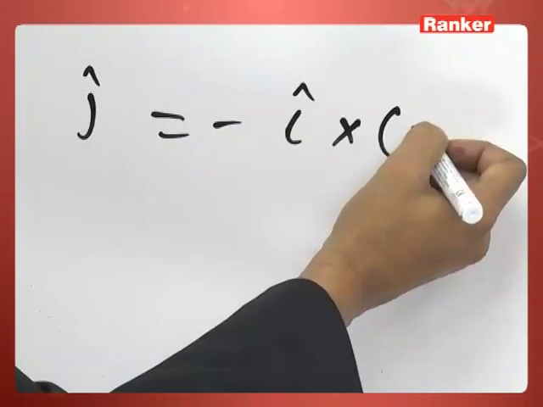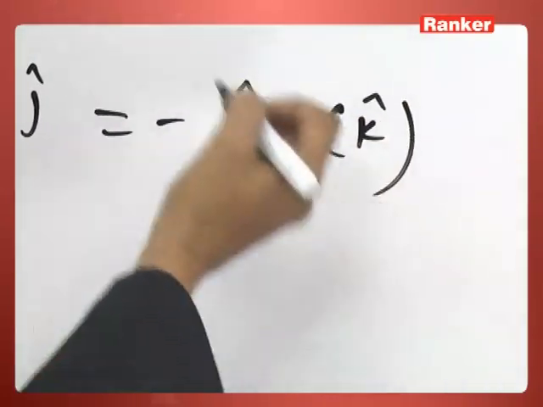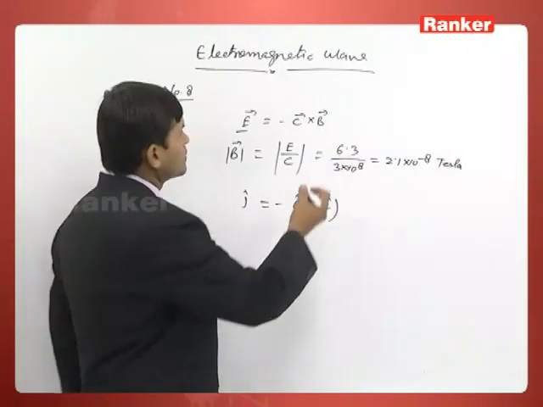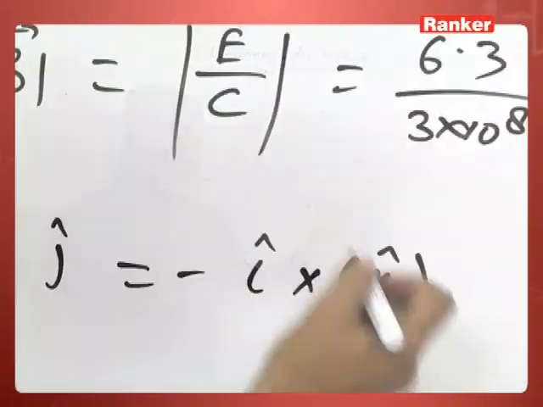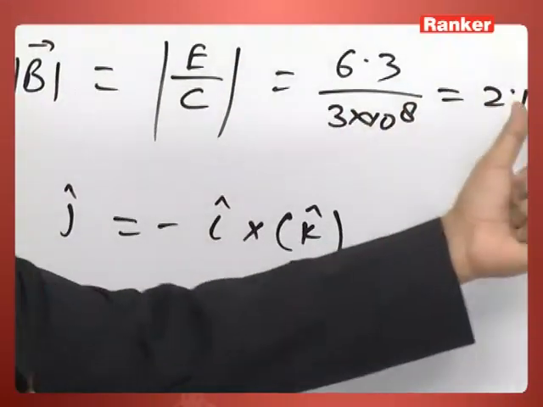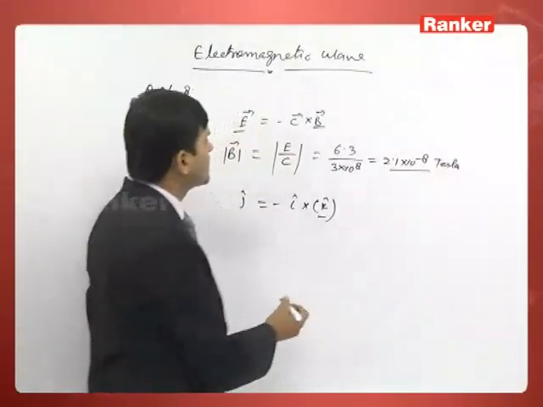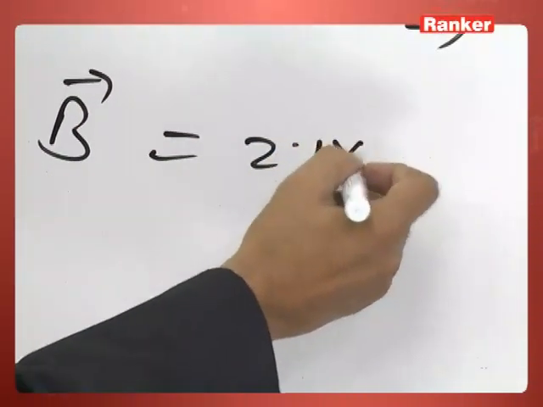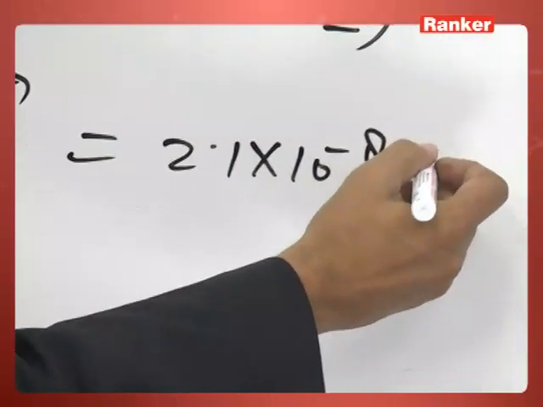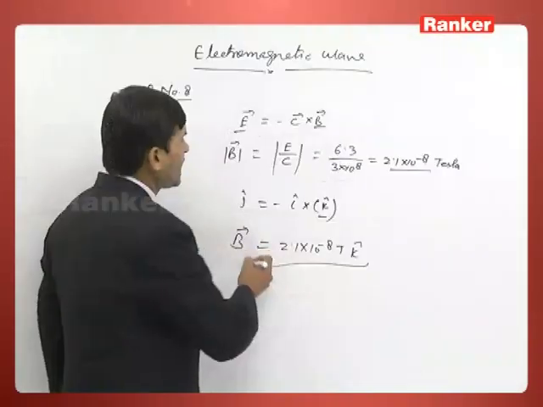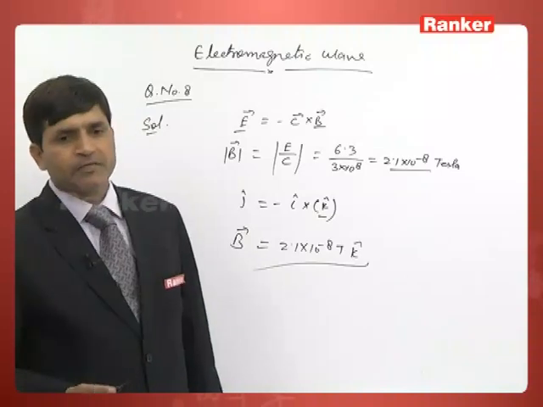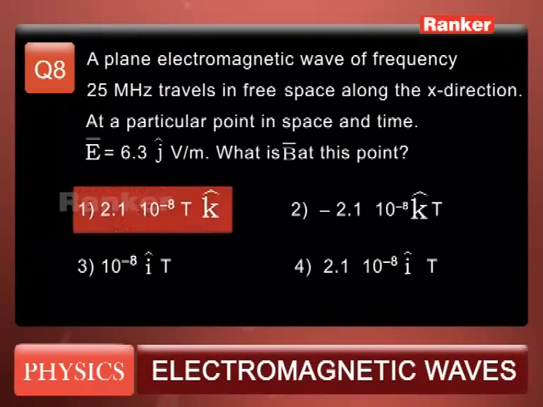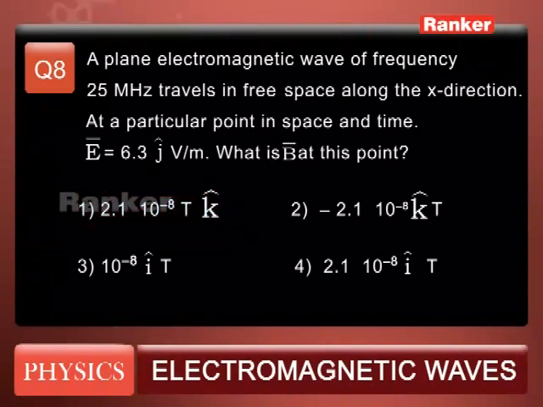So B should be K cap. I cross K is minus J, minus minus becomes plus J. So the direction of the magnetic field is K cap and the magnitude is 2.1 × 10^-8. So the B vector is written as 2.1 × 10^-8 Tesla K cap. So this is our first option, so our answer is option number 1.